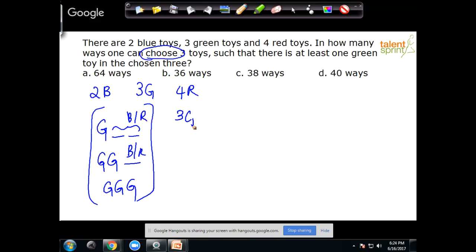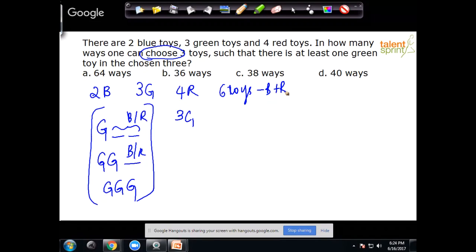3C1. Correct? Out of 3 green toys, you are choosing 1 green toy. Now, remaining, you have to choose 2 more toys. These 2 toys can be anything. It can either be blue or red or 1 blue and 1 red. Correct? Totally, how many blue and red toys are there? There are 2 blue and 4 red toys. So, totally there are 6 toys. Correct? 6 toys, blue plus red. Totally there are 6 toys.